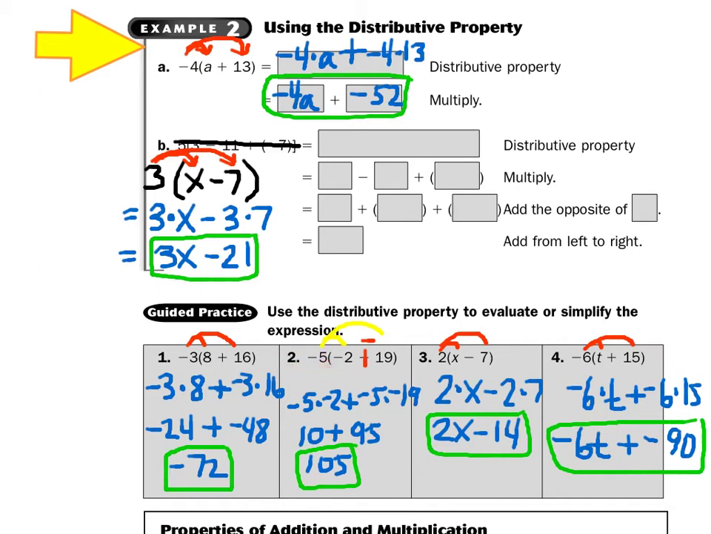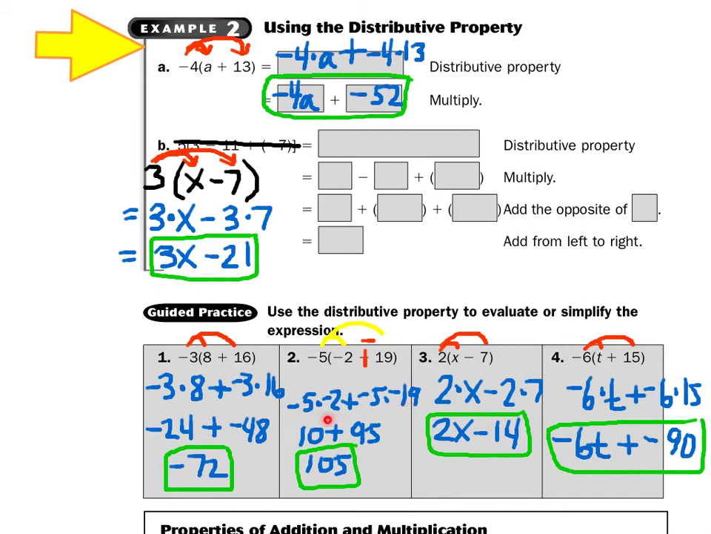Negative 5 times the quantity negative 2 minus 19. The first thing you're going to see me do is add a line and change the sign. Okay, so I added a line and I changed the sign. Now grab that negative 5 and draw a rainbow to the negative 2. Negative 5 times negative 2. I copy the addition sign and then grab the negative 5 and draw a rainbow to the negative 19. Negative 5 times negative 19.